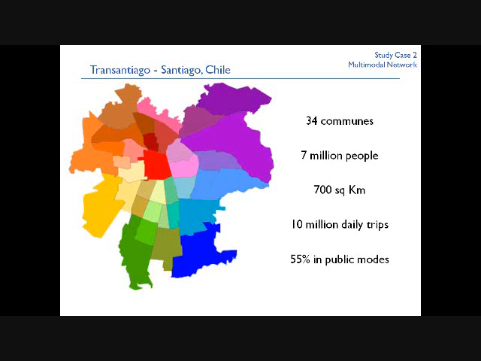So we conducted this metro experiment, and we wanted to expand this analysis to an entire transit network. So we conducted a survey in Santiago, a fairly big city, 7 million people, in which every day we have 10 million trips. 55% of these trips are done in public transport modes, which is quite a lot.